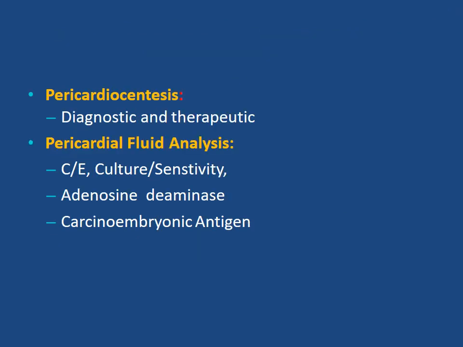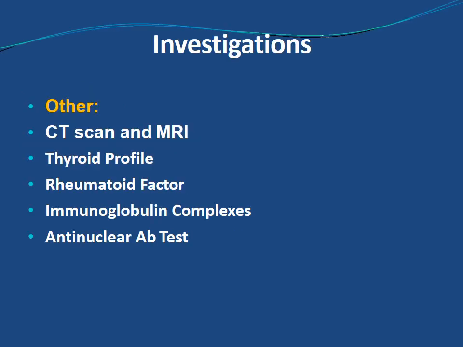After the baseline investigation, we will move towards specific investigations like pericardiocentesis. Pericardiocentesis can be diagnostic as well as therapeutic, and we can perform fluid analysis of the pericardial effusion, including complete examination, culture and sensitivity, adenosine deaminase level in the case of tuberculosis, and in the case of malignancies we can perform carcinoembryonic antigen. Among other investigations, we can offer CT scan and MRI to detect the pericardial effusion.